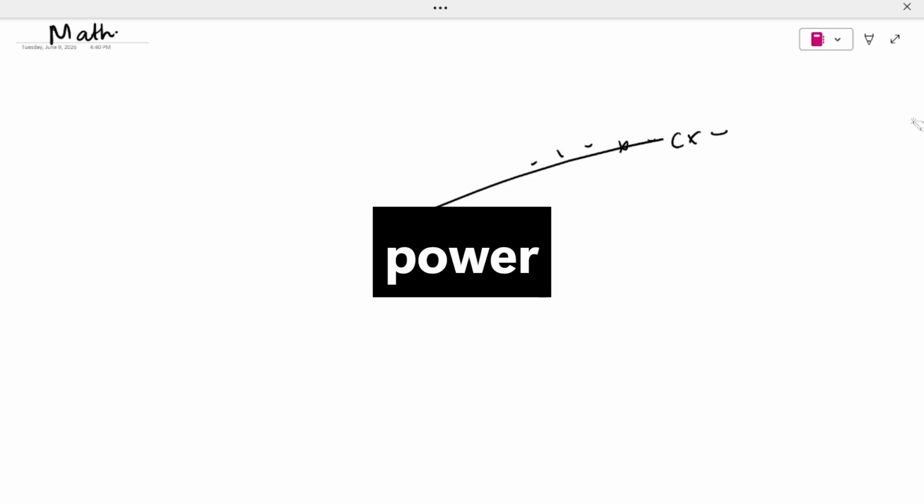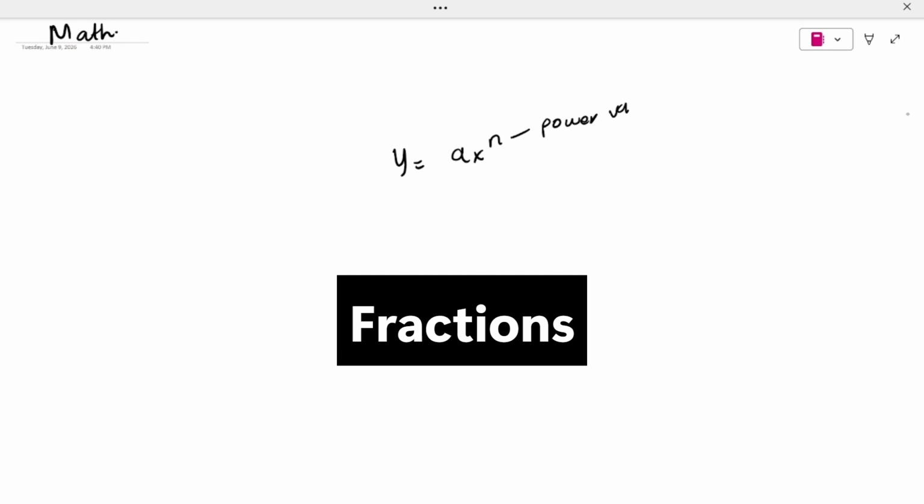Power. Power indicates how many times a certain number is multiplied by itself. So, for example, y = ax^n. n is the power. This is the value of it. So it can be any number from 1 to infinity.